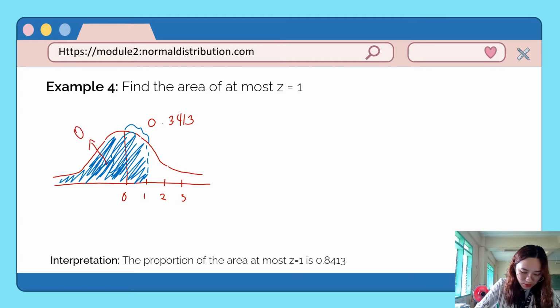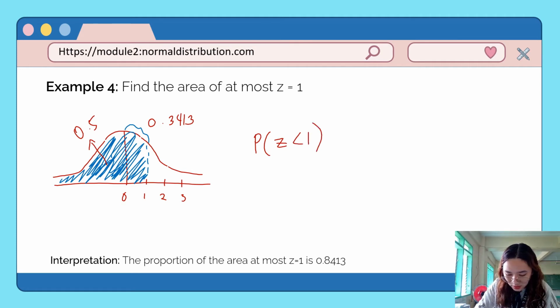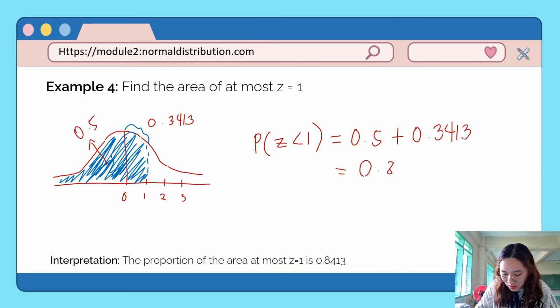0.50. Pag-add lang natin, makukuha na natin yung area ng at most 1. So, let's write the probability notation. That is z less than 1. Ayan. So, we just add 0.5 plus 0.3413. So, the answer is 0.8413. Okay. So, the proportion of the area at most 1 is 0.8413 or 84.13%.